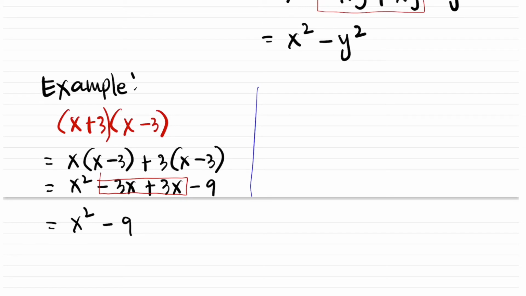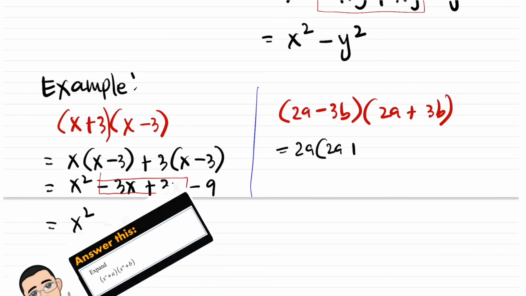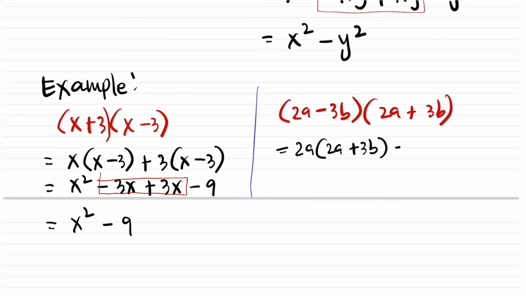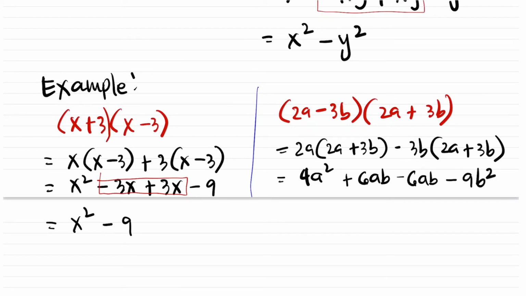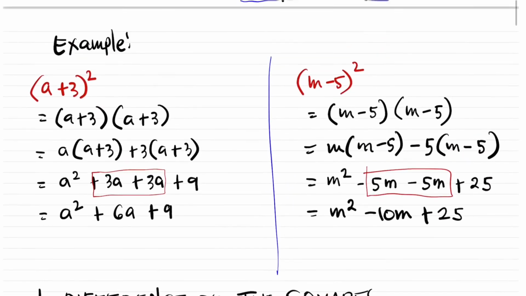Now we proceed to our next example. We have, for example, 2a minus 3b times 2a plus 3b. Alright, and then we use binomial products. So we have 2a times 2a plus 3b, correct? Then minus 3b times 2a plus 3b. Then we simplify using simplification of grouping symbols. So we have 4a squared, okay, plus 6ab minus 6ab minus 9b squared. Again, the middle terms are the same, so we subtract because it's a different sign. So therefore, our answer here would be 4a squared minus 9b squared. Alright, so that's how we simplify difference of two squares.